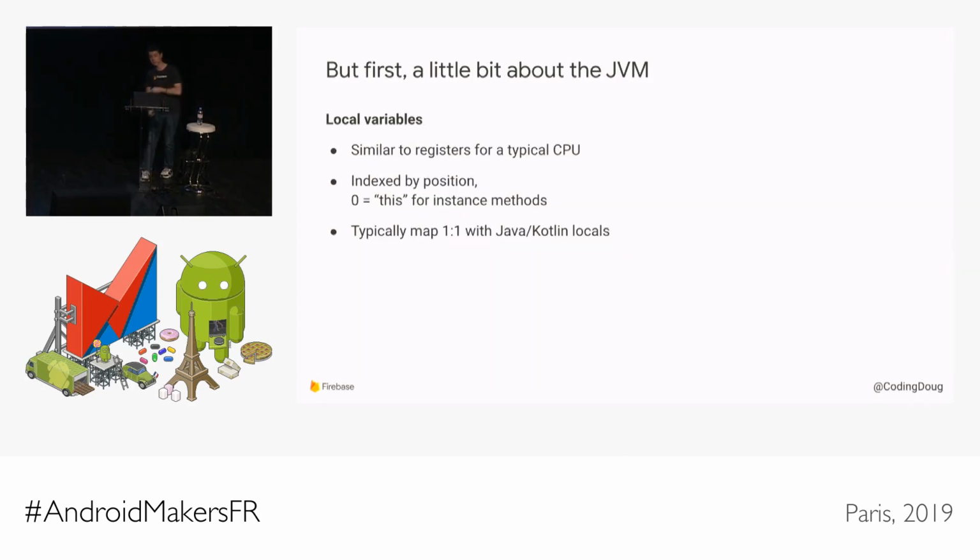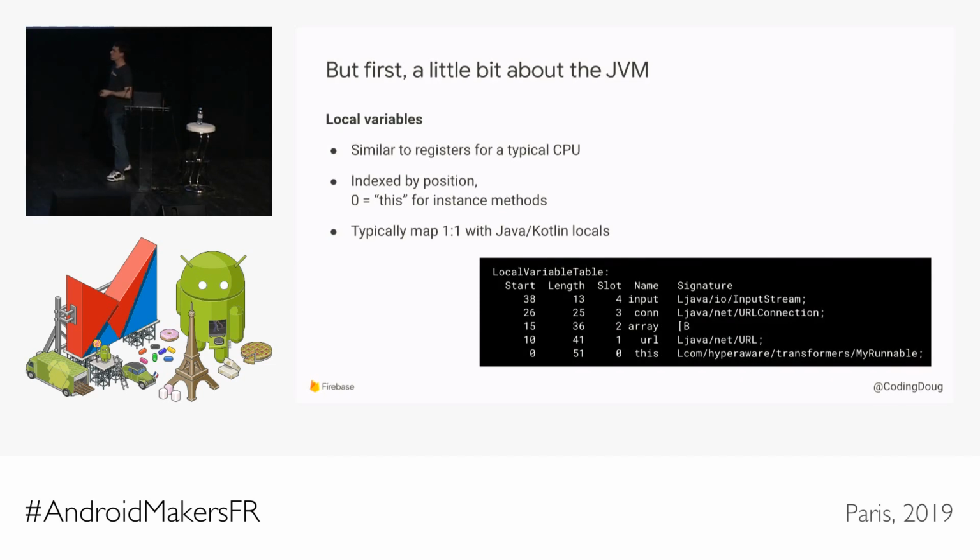There's local variables. So with local variables, they're similar to registers in a typical CPU. They're indexed by position, with 0 typically meaning this if it's an instance method. They typically map one-to-one with Java and Kotlin locals. So if you declare a local in Kotlin or Java, you're probably going to get a local variable in your resulting class file. And they'll look like this. So that bit of code I showed you earlier, there's 4 local variables and this, and they each have a type and they have a name. We reference them by their slot numbers. So the slot number is what you use in bytecode to call them out.